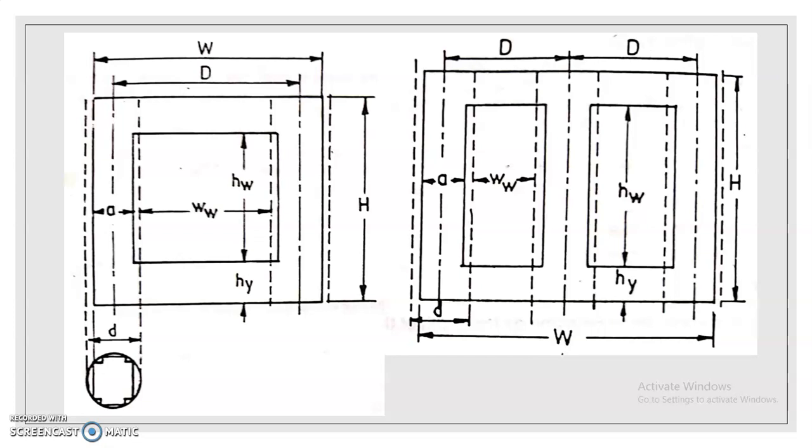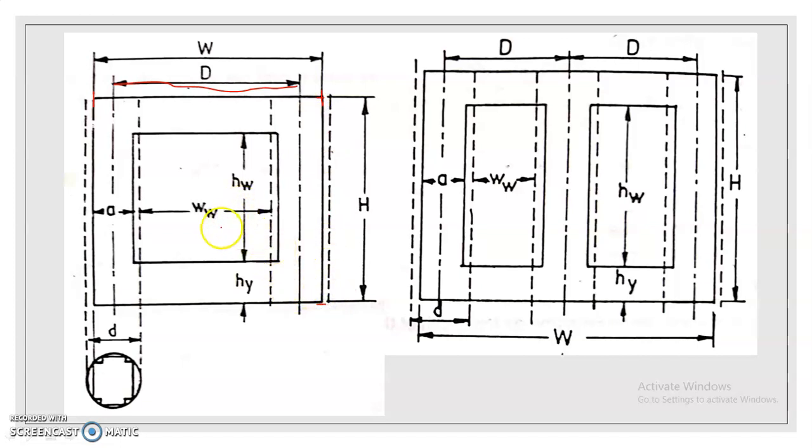Capital D is nothing but the center to center distance between the two limbs. Capital D is the center to center distance between the two limbs, this one, the first limb and second limb. Capital W is the total width of the core, from this core end to the other core end. And capital H is the total height of the core from upper end to lower end.